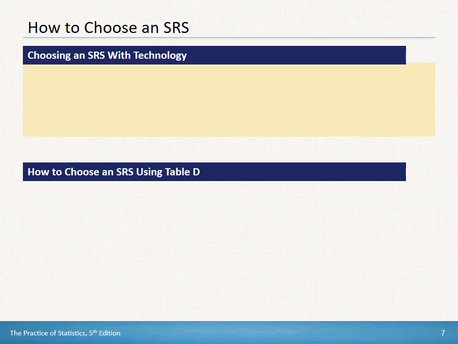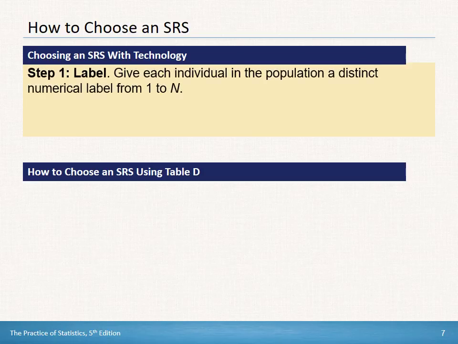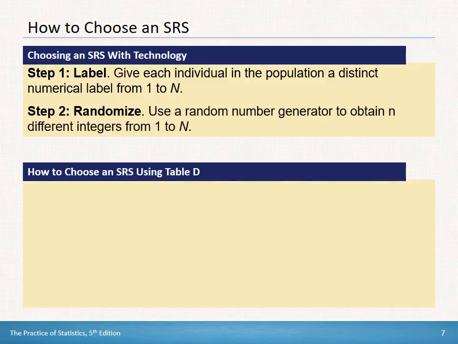Okay, so how to choose an SRS, a simple random sample. This is already printed on your notes, so I'm just going to go through it pretty quickly here. If you have technology, like I said, you're going to label each individual with a number, so 1 through whatever. So students at K Park, 1 through 1850, or however many you have. Then we're going to randomize. You're going to use a random number generator to obtain however many you need. So if you need 100 people, you're going to do it 100 times and get 100 different numbers from 1 to n. If you're picking people or items, animals, you can't repeat.